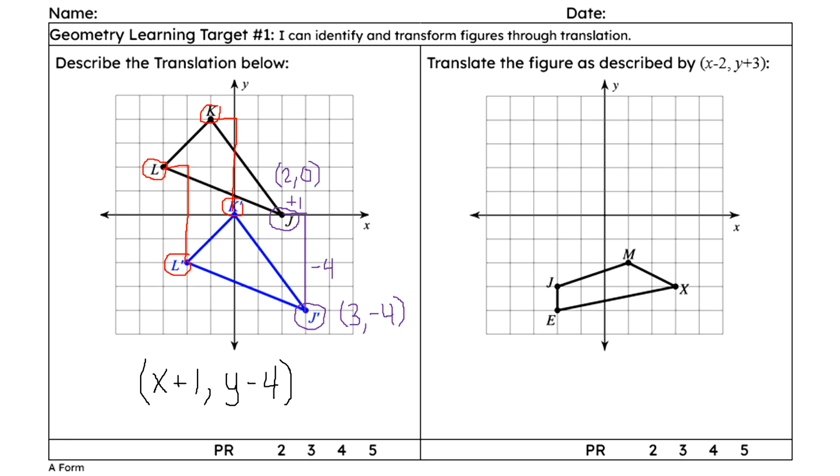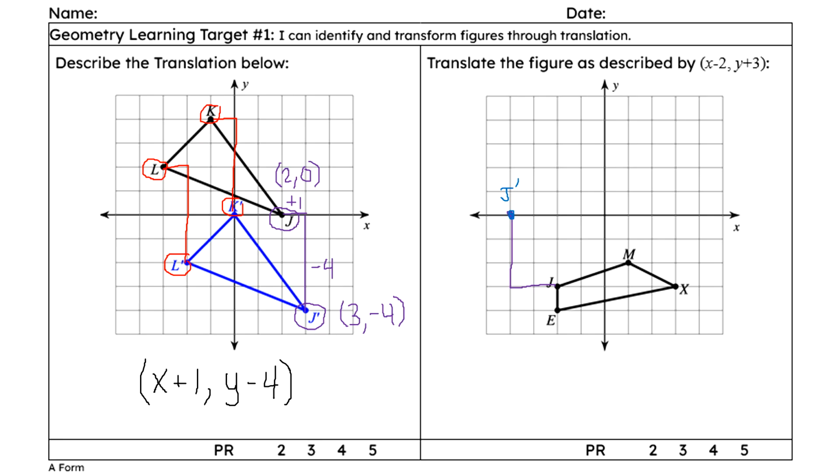Now I can just count the points here. Let's see, let's start with J. I'm going to subtract 2, so that's going to take it this way. 1, 2, and then I'm going to go up 3. 1, 2, 3. This right here is where J prime should end up. Let me do this in blue here. All right, so here's your J prime.